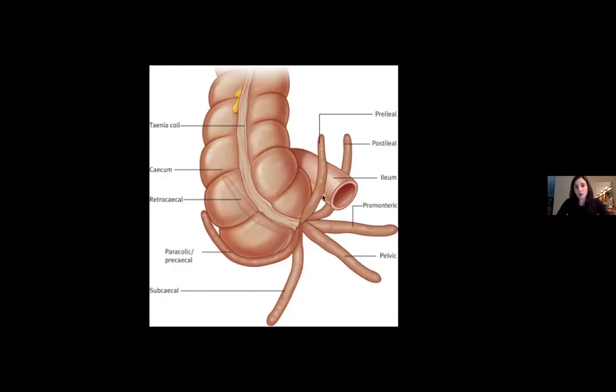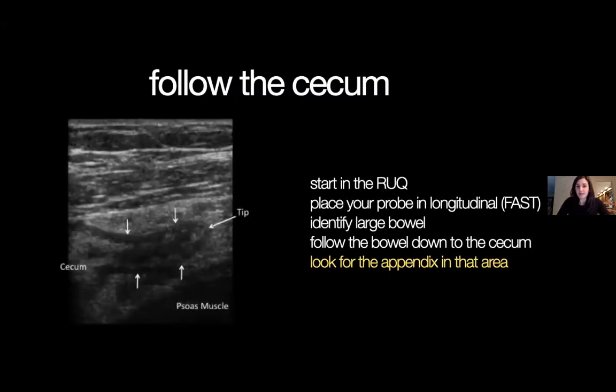You're going to mow the lawn until you find that little taper zone where you're going to see dirty gas and then something that looks tubular, that is the appendix. So you start in the right upper quadrant, you move down, probe in longitudinal, you identify the large bowel, which is dirty gas, you follow the bowel down until you see that tapering, and then you try to find the appendix. This is an example.